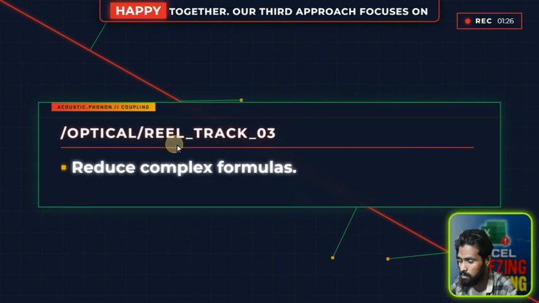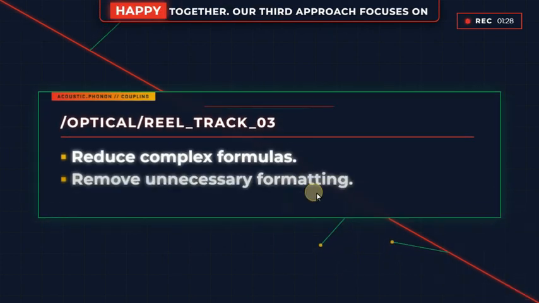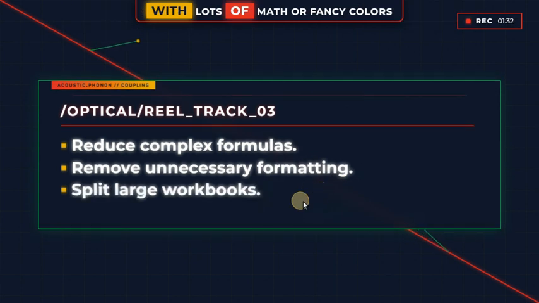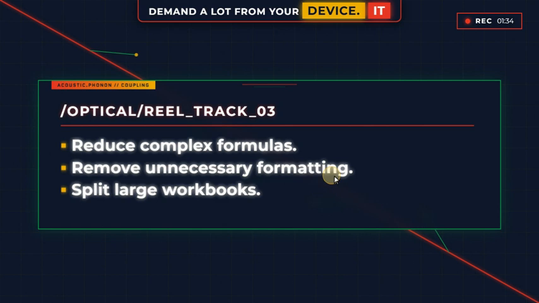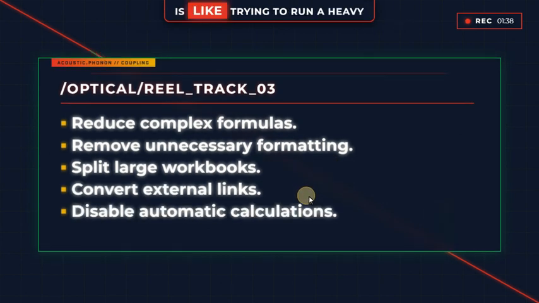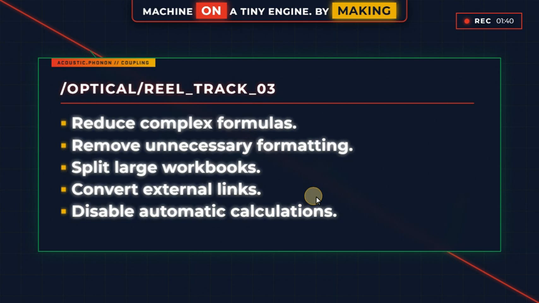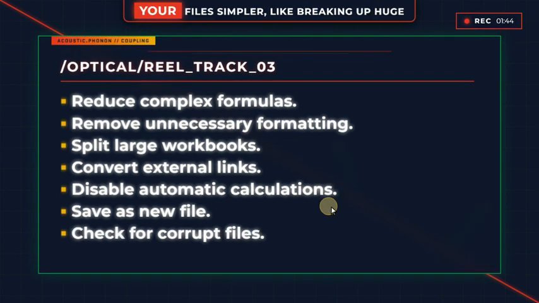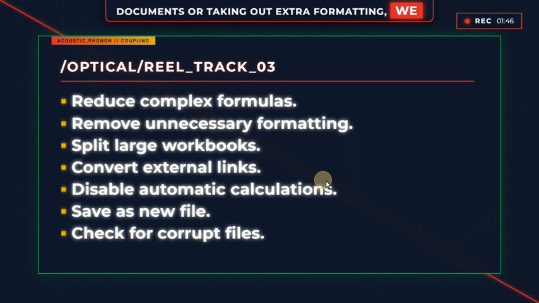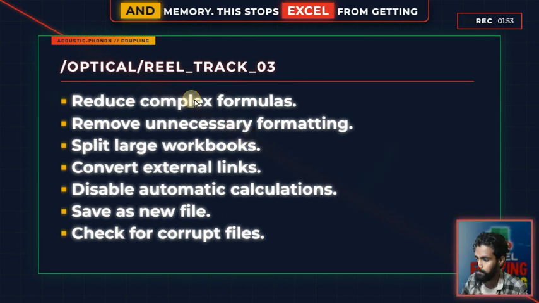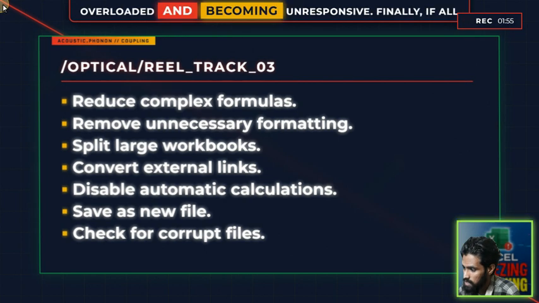Our third approach focuses on your actual Excel files. Big, complicated spreadsheets with lots of math or fancy colors demand a lot from your device. It is like trying to run a heavy machine on a tiny engine. By making your files simpler, like breaking up huge documents or taking out extra formatting, we reduce the stress on your device's brain and memory. This stops Excel from getting overloaded and becoming unresponsive.